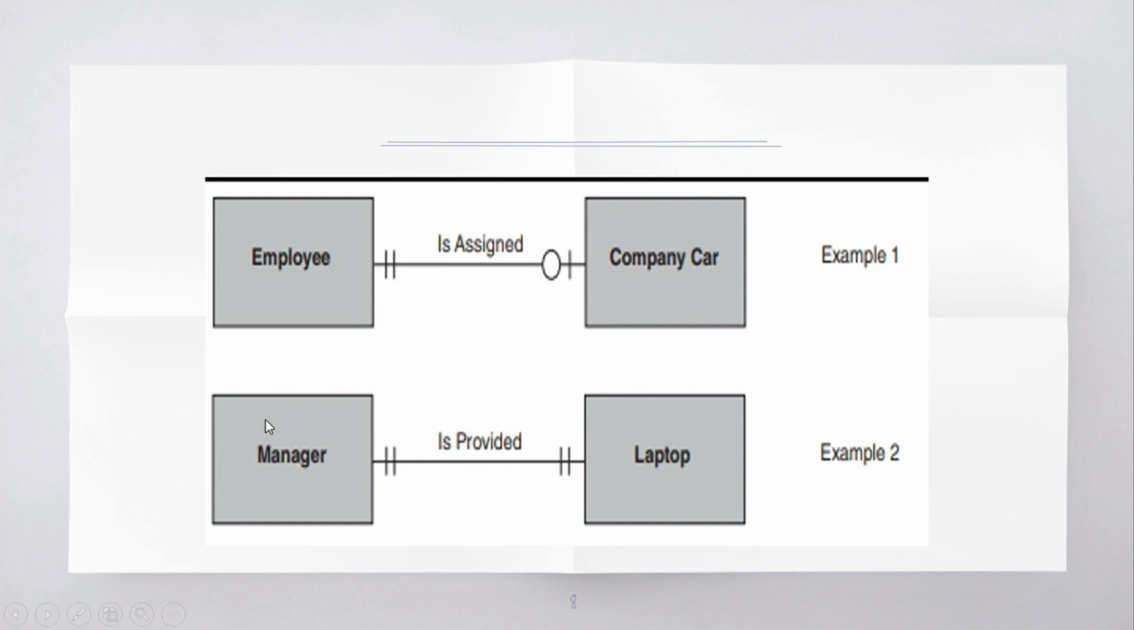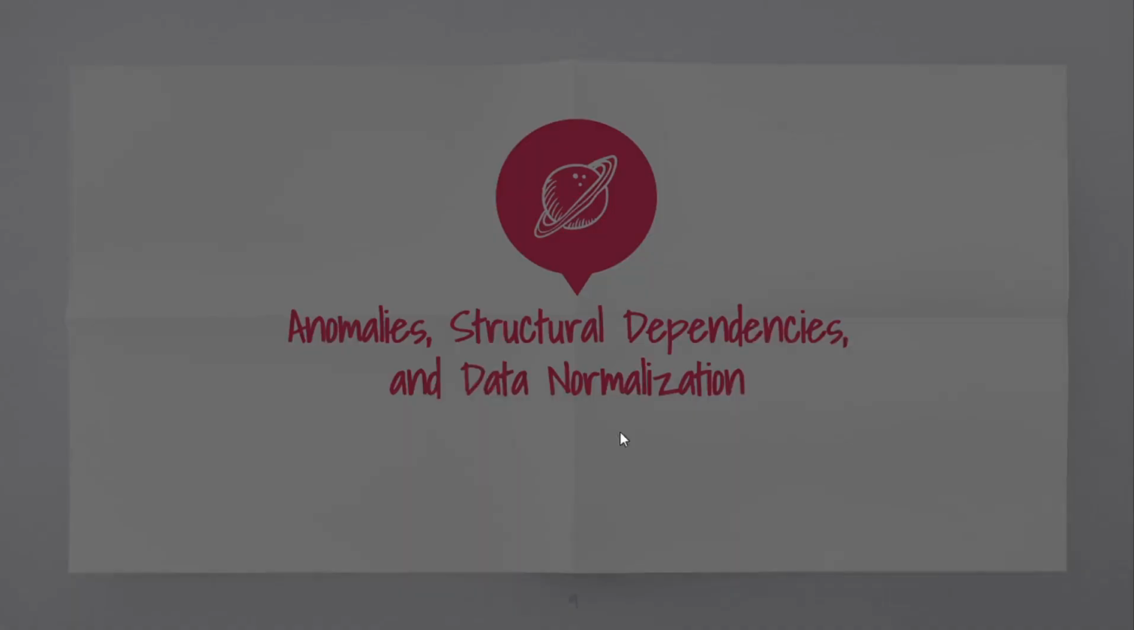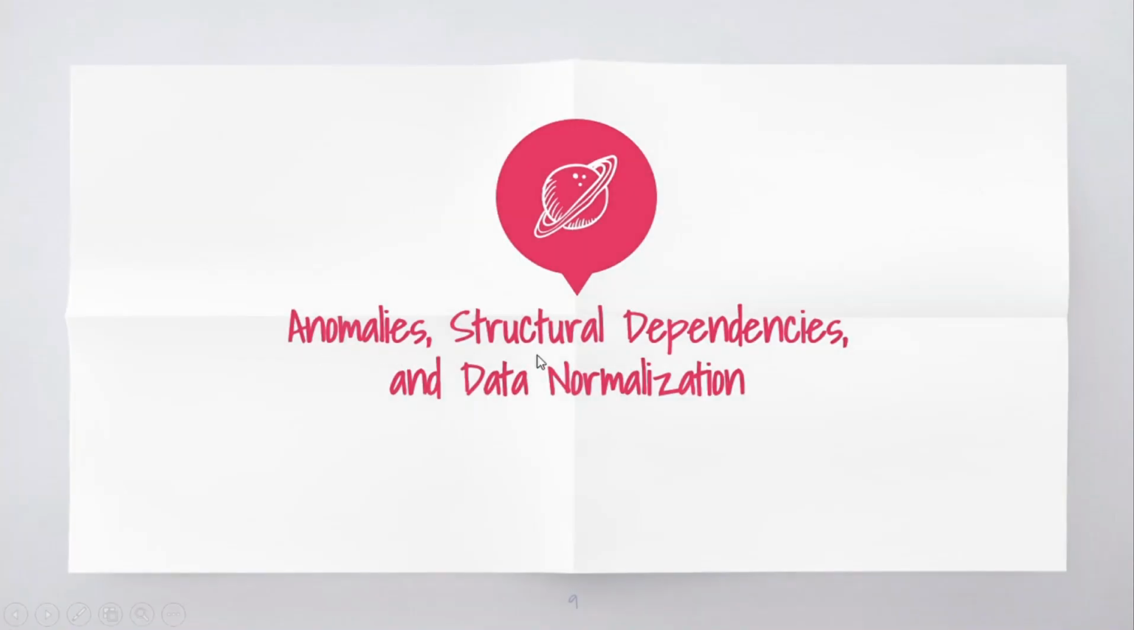Another example, every manager will be given one laptop. From the POV of the laptop, the laptop will be given to one manager. So it cannot be that the laptop will be owned by two managers, and it cannot be that the manager will have two laptops. So now we will talk about the anomalies, structural dependencies, and data normalization.